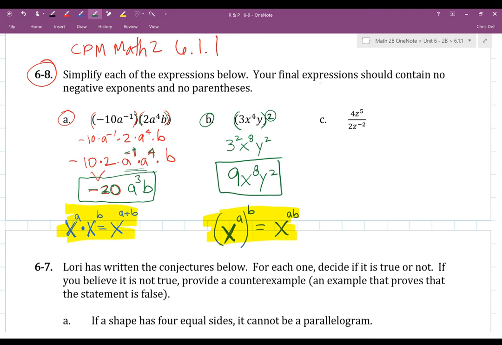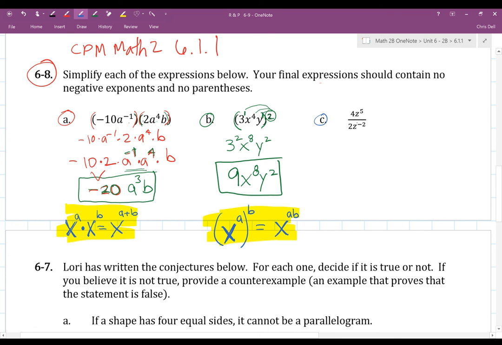Going back to my problem, this 3 has an exponent of 1. Whenever there's no exponent on it, it's really a 1. That y has an exponent of 1. So I took that 2 and distributed it to each of those exponents. That's why it became 3 to the 2, because it's 1 times 2, x to the 8th, because it's 4 times 2, and y to the second, because it's 1 times 2. So that's where that came from. Okay, so part C.